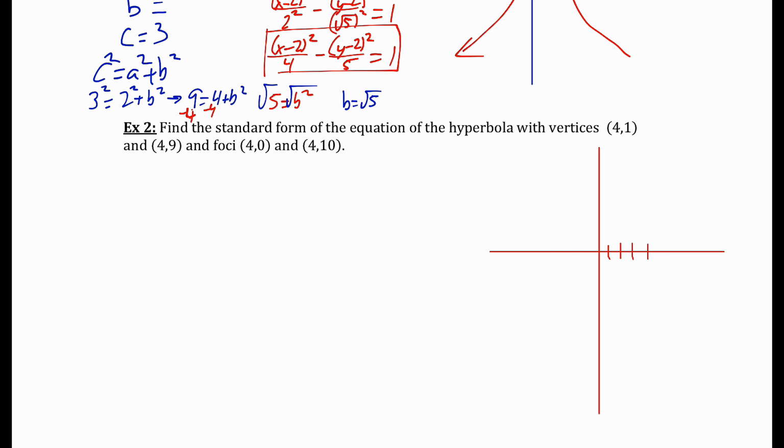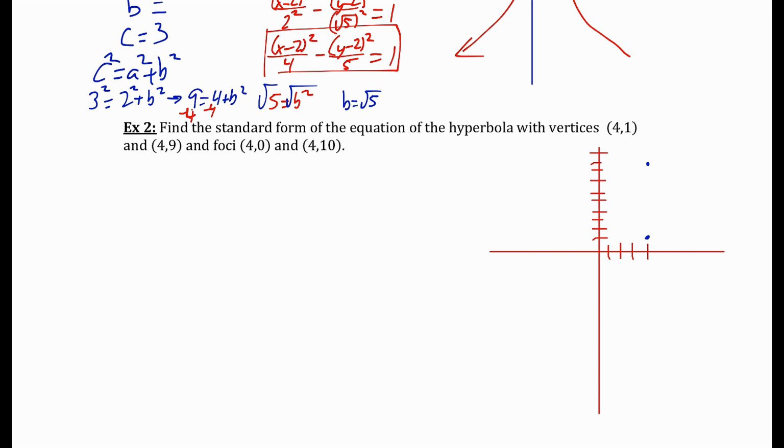So we got to go up. See, the highest y value we have is 10, so let's go up 10. 1, 2, 3, 4, 5, 6, 7, 8, 9, 10. Hopefully you're a little more consistent in your spacing than I was. So we have vertices at 4, 1. So we got a point. Let me switch colors here. 4, 1, and another one at 4, 9. So that's going to be up here.